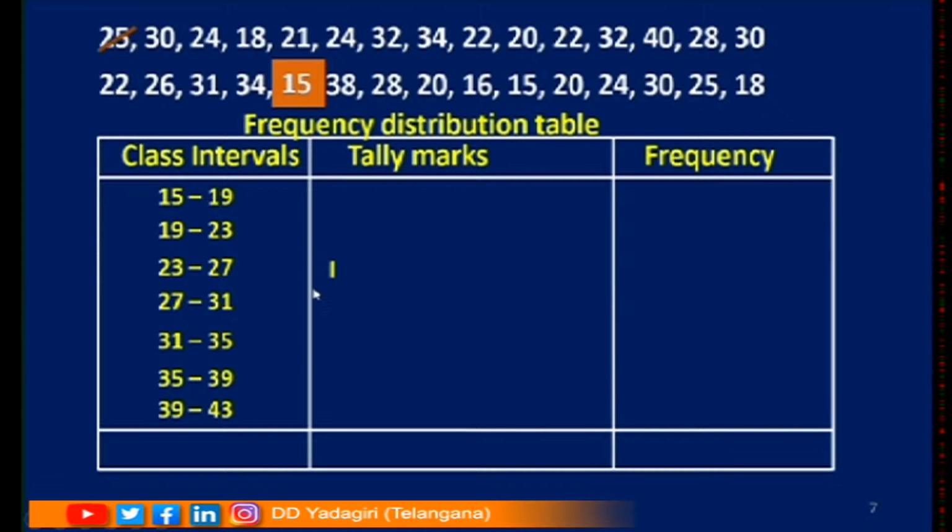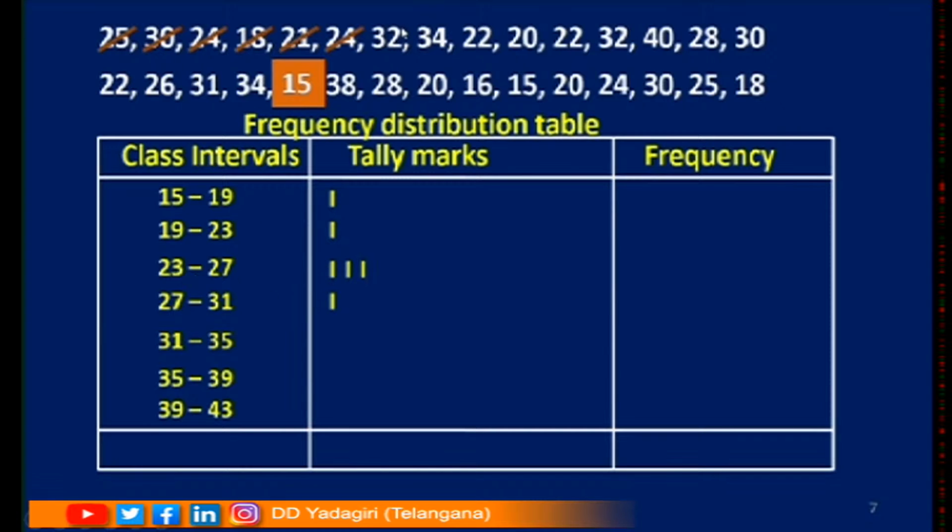So, I am taking one line here. Now, 30, where will this 30 come? Yes, in the 27 to 31 class. Next 24, where will it come? In the 23 to 27 class. Next 18, where will it come? Yes, in the first class, that is 15 to 19. 21, where will it come? Yes, in the second class, 19 to 23. Next 24, where will it come? Yes, in the 23 to 27 class.